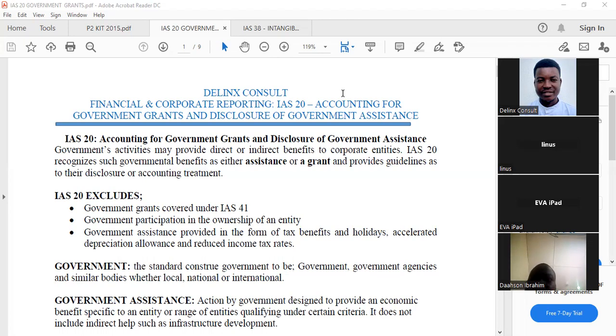What you have to know is that IAS 20 is not covered by donation. Whenever there is a donation, the management of the company has discretion to decide whether the donation should be accounted for as a grant or as a normal donation. So IAS 20 is not covered by donation. IAS 20 is covered by grants, a potential liability.